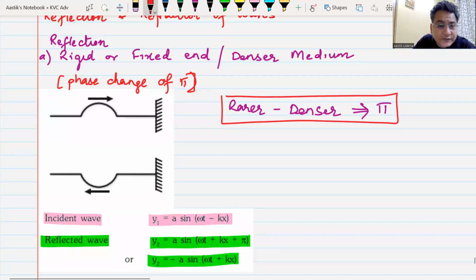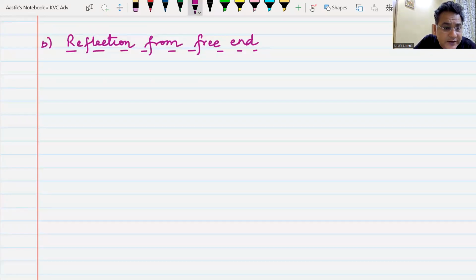This was reflection from a fixed end. This is how a fixed end looks. What would be the next case scenario? The next case scenario will be reflection from a free end. Reflection from a free end. Now what do I mean by reflection from a free end?